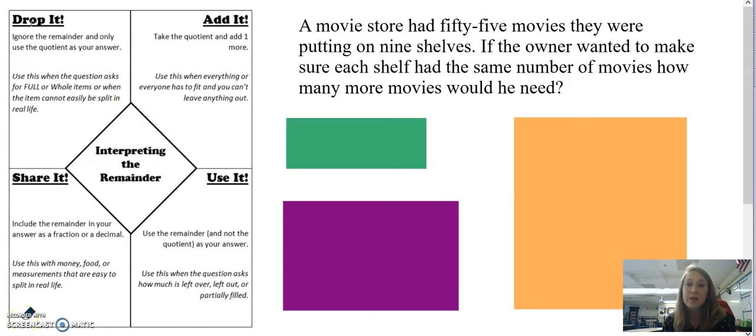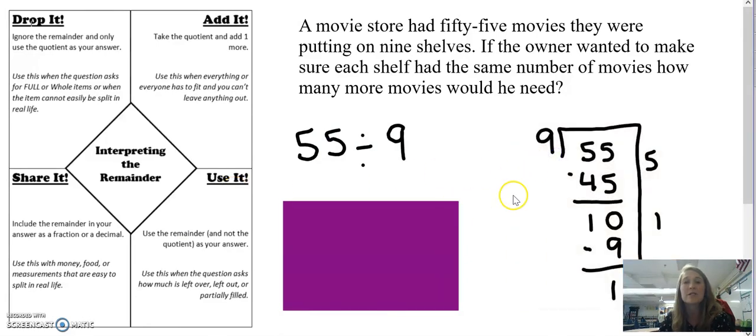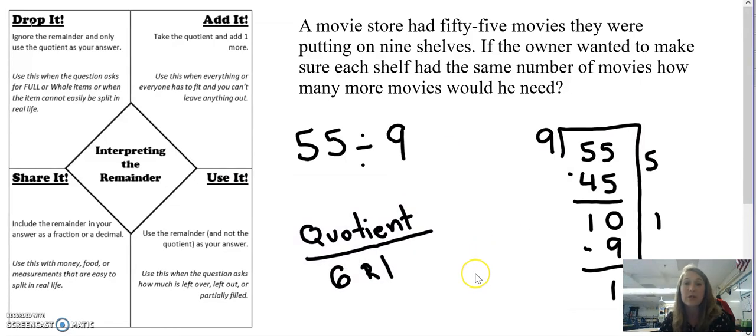In this problem, the question says, a movie store had 55 movies they were putting on 9 shelves. If the owner wanted to make sure each shelf had the same number of movies, how many more movies would he need? So the first thing we're going to do is write our equation. I have 55 movies that I'm going to be dividing up into 9 shelves. So I have my equation of 55 divided by 9. Next, I'm going to solve it out using partial quotients, and I'm going to get a quotient of 6 with a remainder of 1. Now I need to go and interpret what the question is asking.